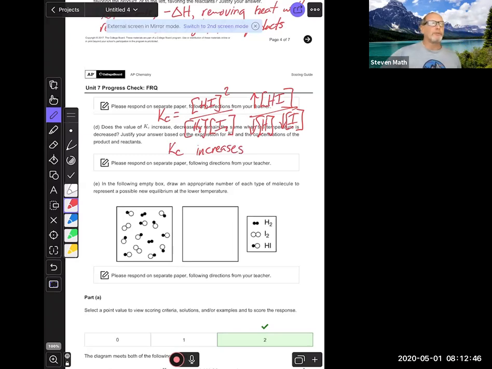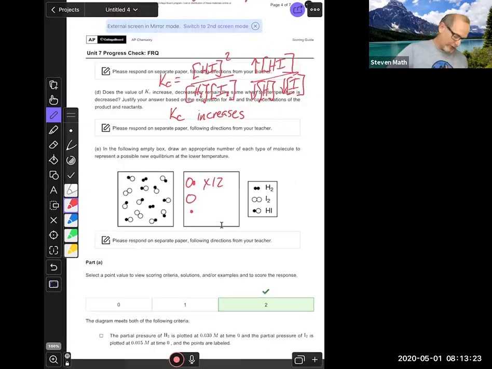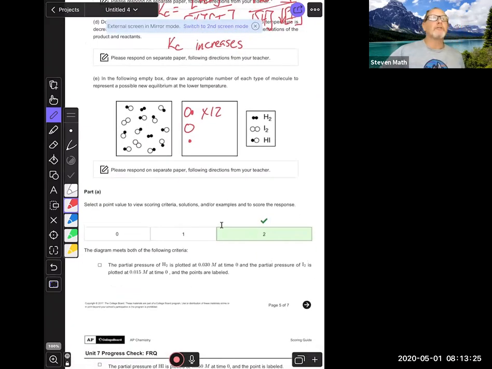Okay, stick with me, almost there. In E, it gives us a nice little diagram. You guys have seen a lot of these diagrams. So in drawing the appropriate number of each type of molecule to represent the new equilibrium at a lower temperature, there's 1 H2, so we're going to have times 12. We're going to have one of those and one of those. So you'd have 12 HIs, you would have 1 H and 1 I to show that shift. I think that gets us to the very end of this problem.